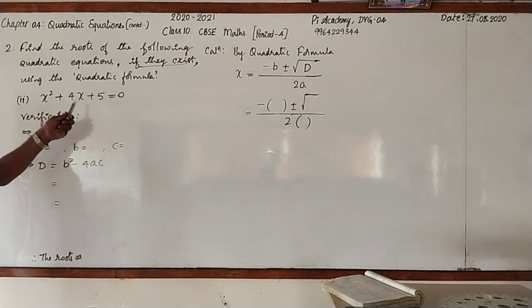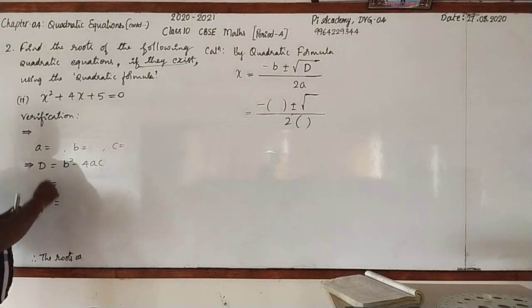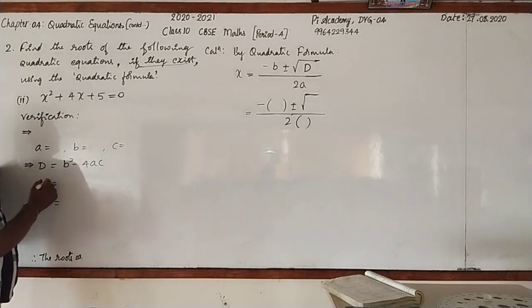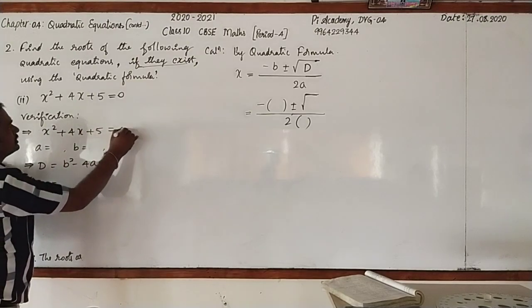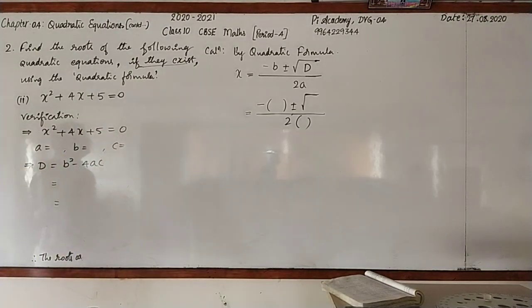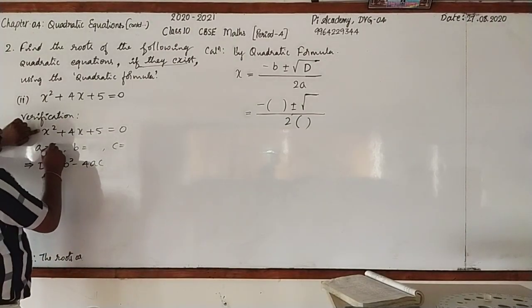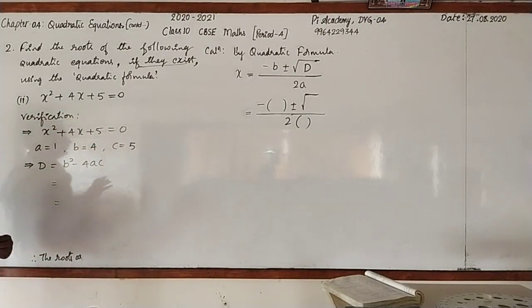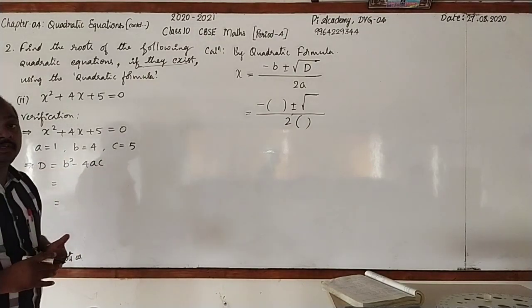The equation is x square plus 4x plus 5 is equal to 0. Now let us go for verifying that. Right, verification. Written up? Okay. First write the given equation in standard form. It is x square plus 4x plus 5 is equal to 0. Already in standard form. Then you should write the coefficients. A is how much? 1. B is 4. C is 5. Written up? Okay. To check that, we should find out the value of discriminant.